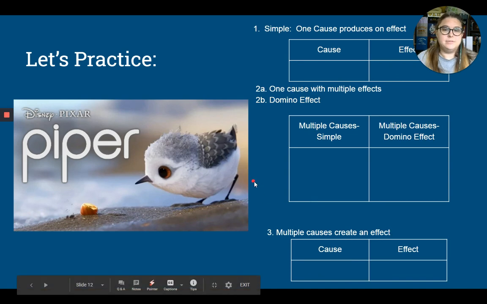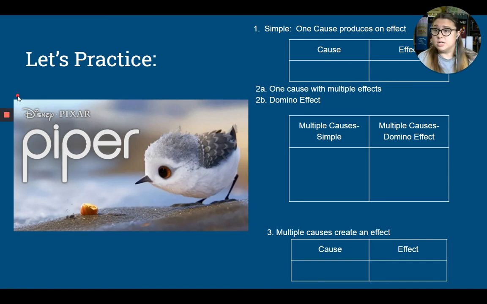So what I would like for you to do is watch the Disney Pixar movie Piper. It's a little short. So what that means is that it's less than 7 minutes. There are no words. So we have no one to tell us what's happening, but that doesn't mean that we can't figure out what's going on in the film.